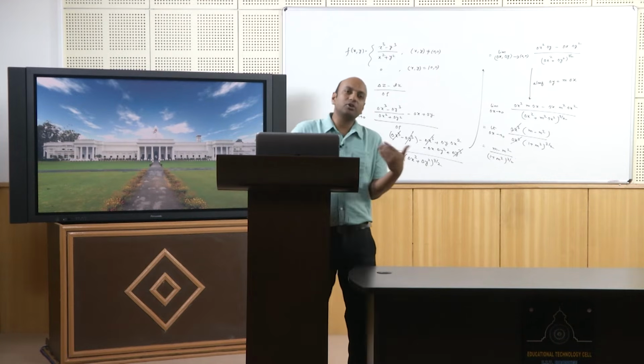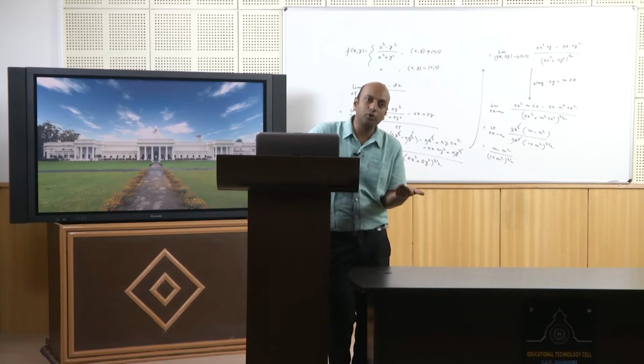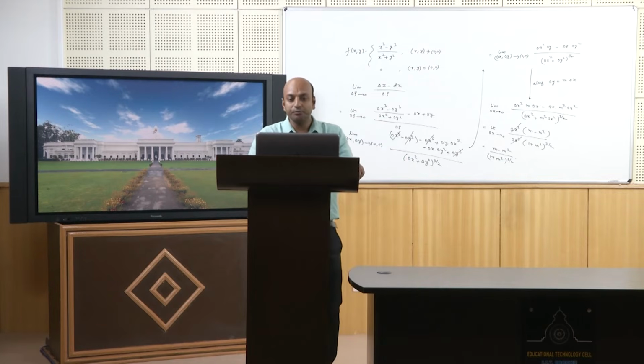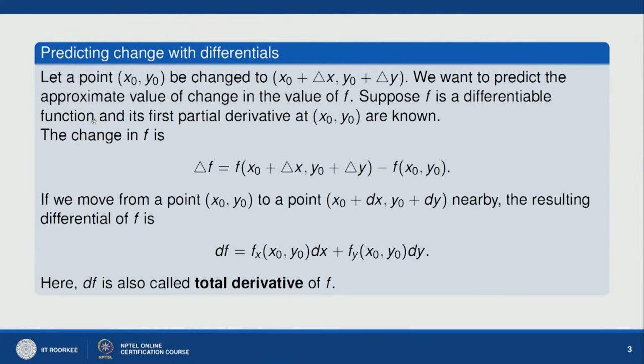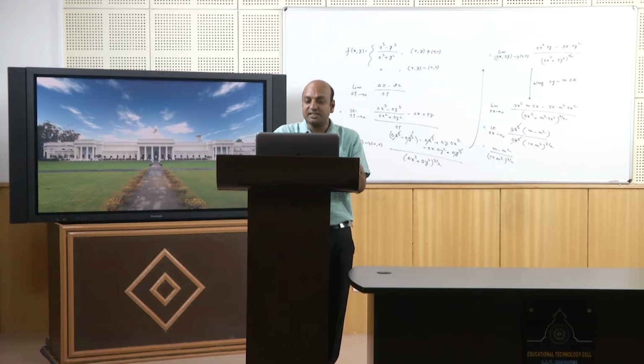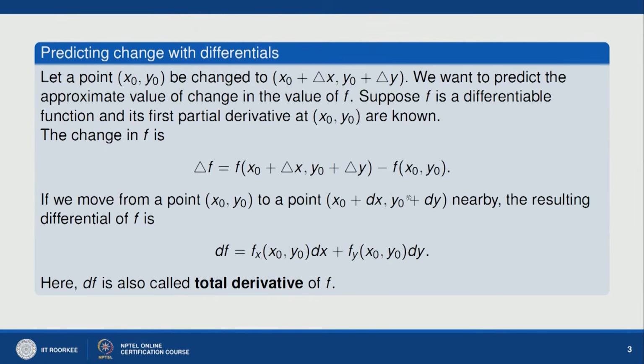So, what will be the approximate change in the value of the function, that we want to find out? How can we find that? Suppose f is a differentiable function and its first order partial derivatives at x naught, y naught are known. The change in the value of the function is given by this expression, we already know this.